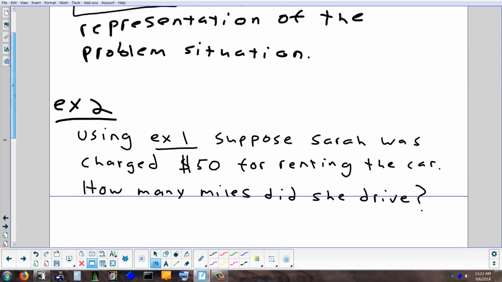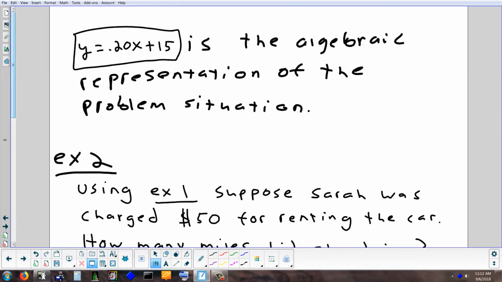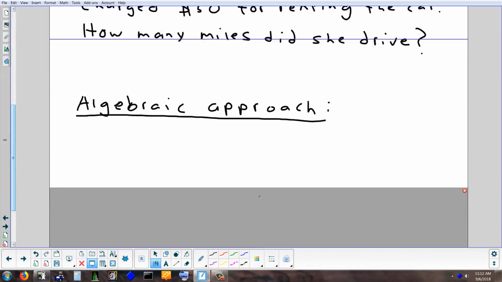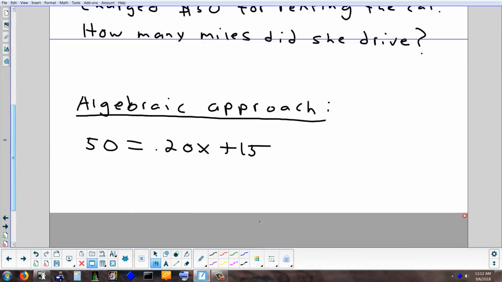All right. So it's going to be 50 equals 0.20x. So you could put 0.2. You don't really need to keep the 0, but we can. 50 equals 0.20x plus 15. So 50 equals 0.20x plus 15. And now we just solve.